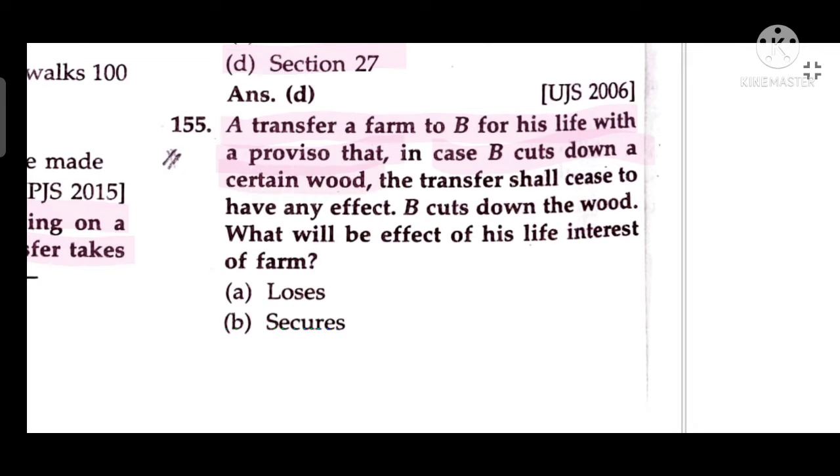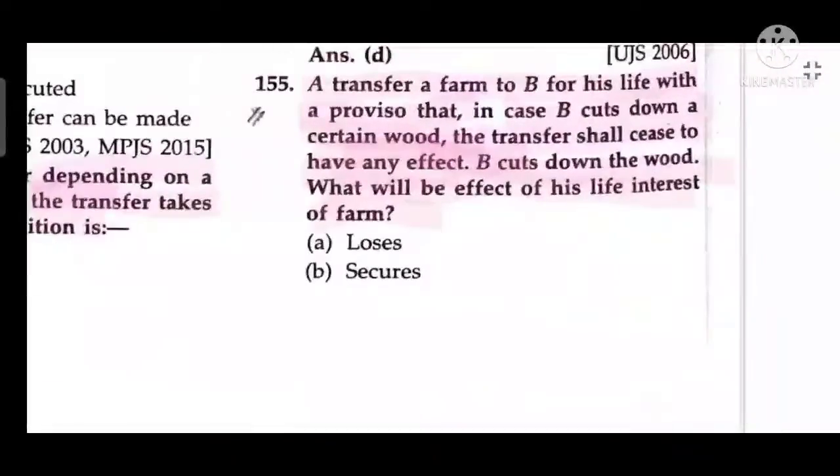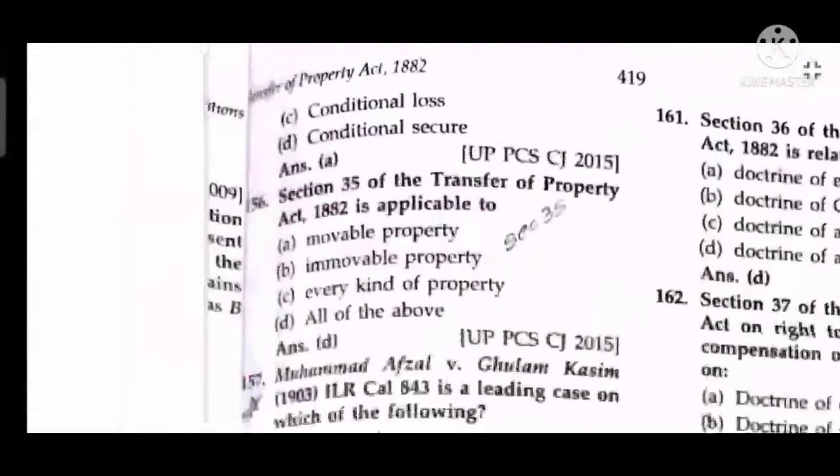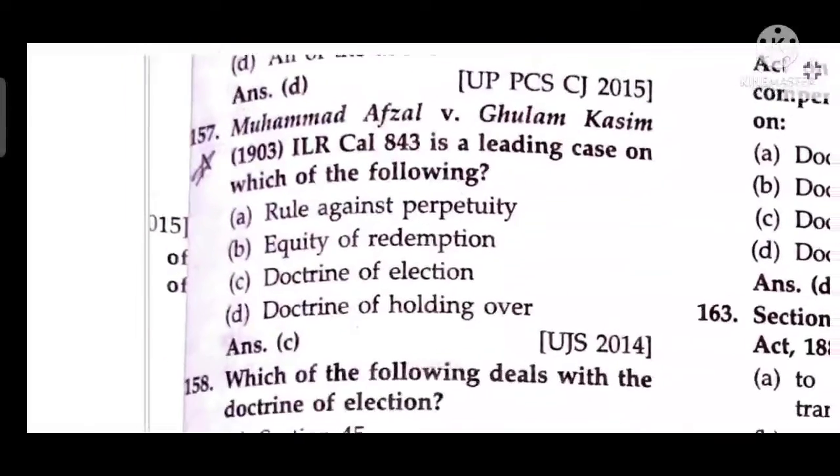A transferred a farm to B for his life with a proviso that in case B cuts down a certain wood, the transfer shall cease to have any effect. B cut down the wood. What will be the effect on the life interest in the farm? It is lost. Section 35 of the Transfer of Property Act 1882 is applicable to movable, immovable, every kind of property.